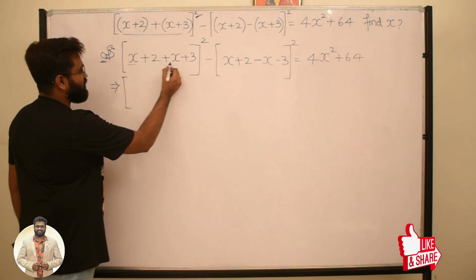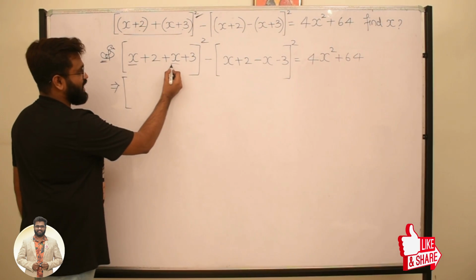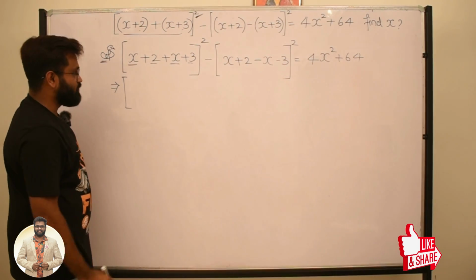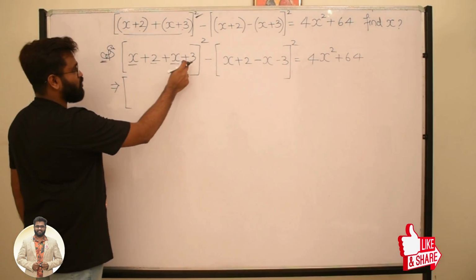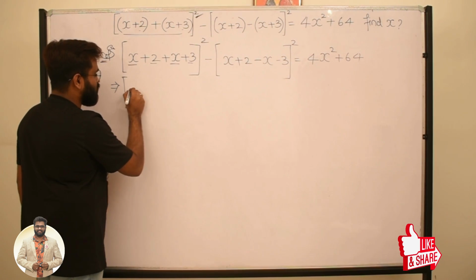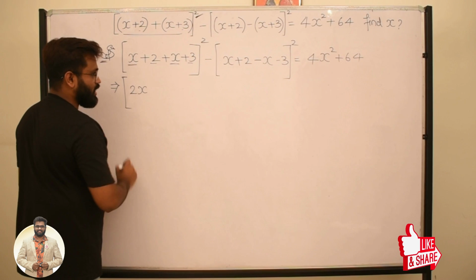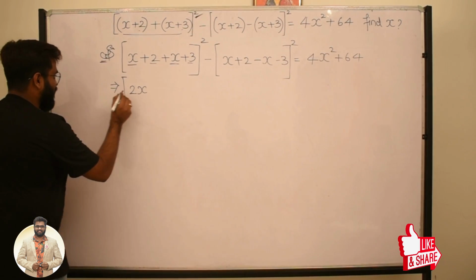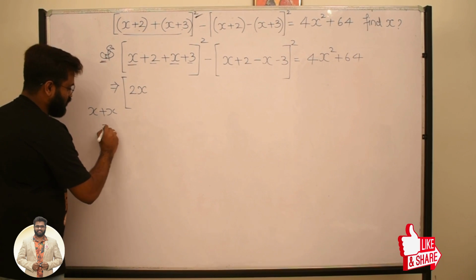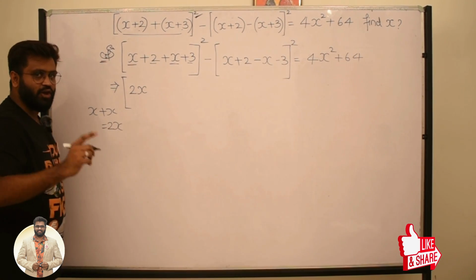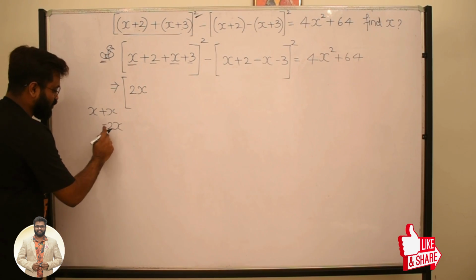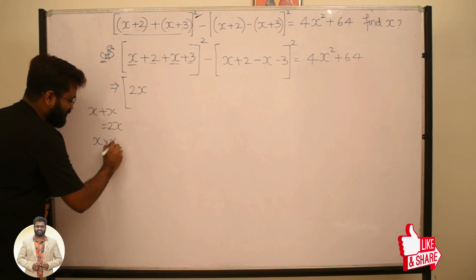Which variables do we have? We have the same variables, x and x, and the numericals 2 and 3. The relationship between the variables is addition. So if I add x plus x, how much is it? 2x. How did I get this? x plus x is equal to 2x. In the previous video, I explained this very clearly. x plus x is 2x. x into x is x².